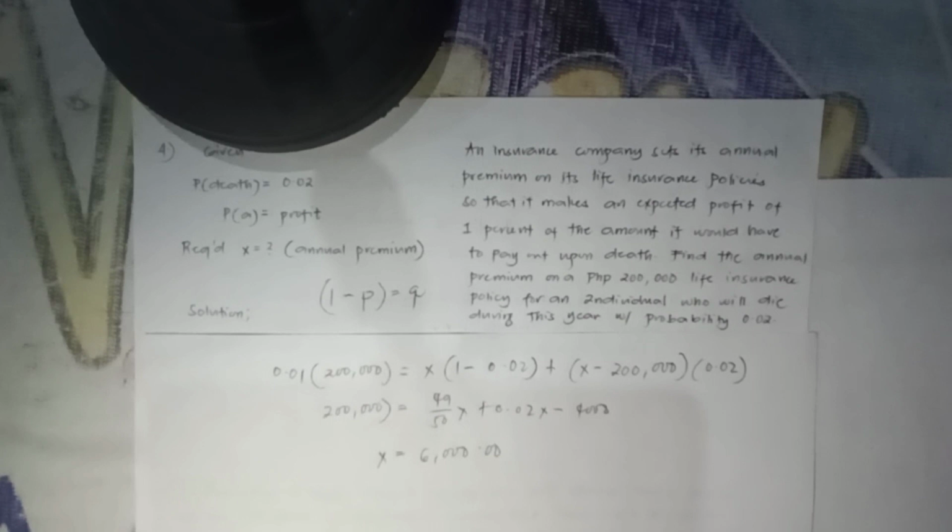Okay, so that would be the answer, the annual premium of the 200,000 peso life insurance policy for the individual who will die during this year with the probability of 0.02. So this is the final answer.